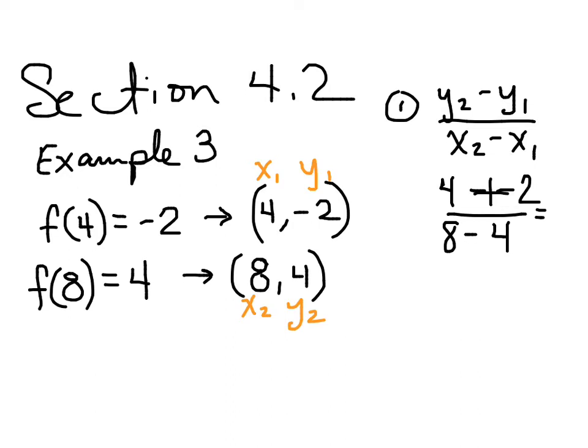Okay? On the top, what's 4 plus 2? What is 4 plus 2? 6. Good. On the bottom, what's 8 minus 4? Can 6 over 4 reduce? By 2. What's 6 divided by 2? And what's 4 divided by 2? 2. So it's 3 over 2, which I think is what you said, Quinn.